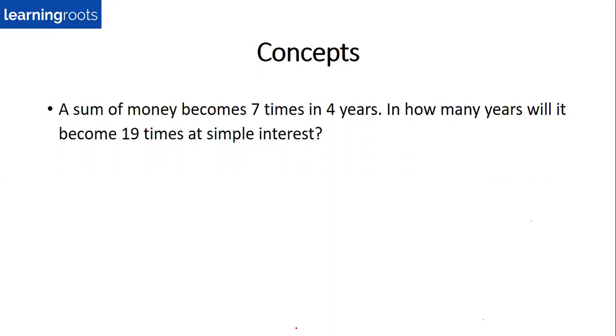Now, when you say that a sum of money, let's say I'm just giving an example, a sum of money becomes 3 times. What do you mean by this? It means that the amount at the end of whatever period is 3 times the original principal. Now I know that amount is nothing but principal plus interest. So in this case, it's going to be P plus I is equal to 3P, which again means that interest is 2P.